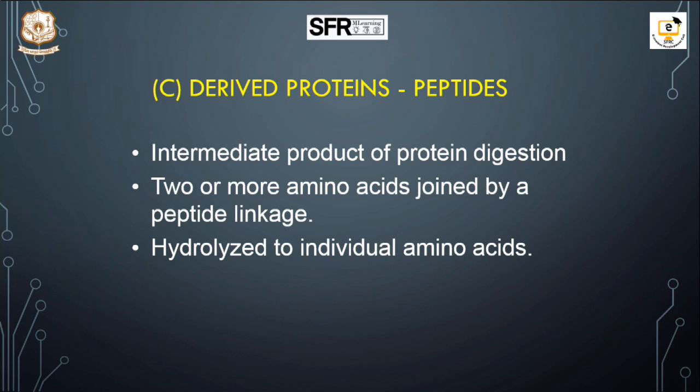The next one is peptides. It is the last product. We get peptides in the intermediate reactions. Peptides are two or more amino acids joined by peptide linkages.